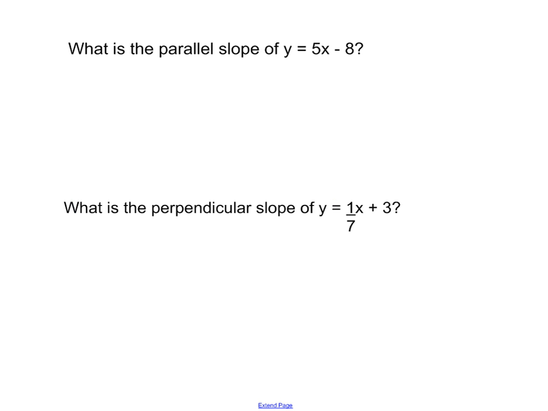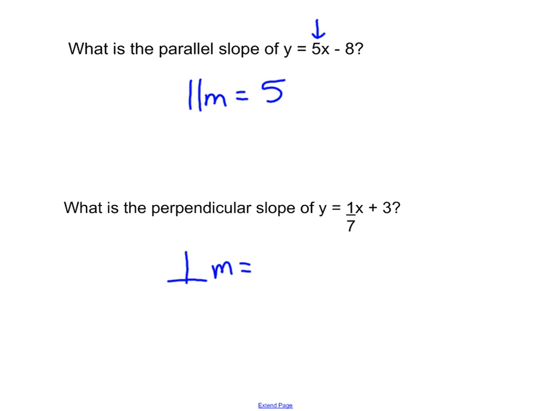So let's take a look at a couple of problems. The first question says, what is the parallel slope of y equals 5x minus 8? Well, if 5 is my slope, then it's the same thing. So the parallel slope is 5. The second question, what is the perpendicular slope of 1/7x plus 3? Okay, so we want perpendicular slope. So I'm going to have to do two things.